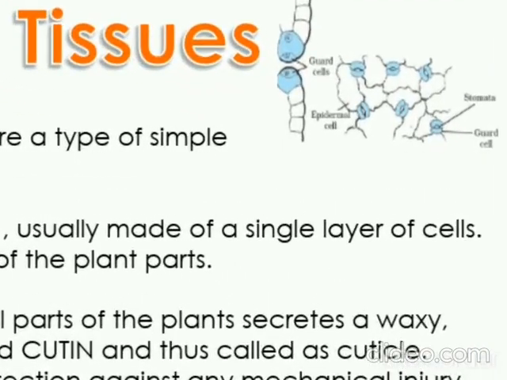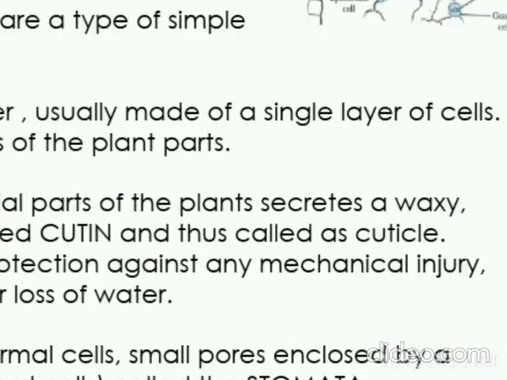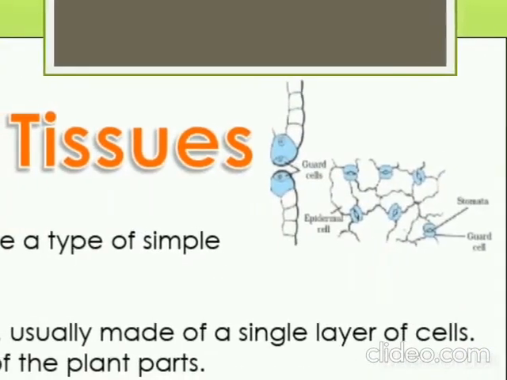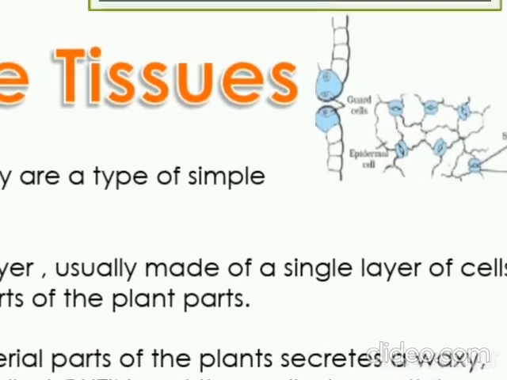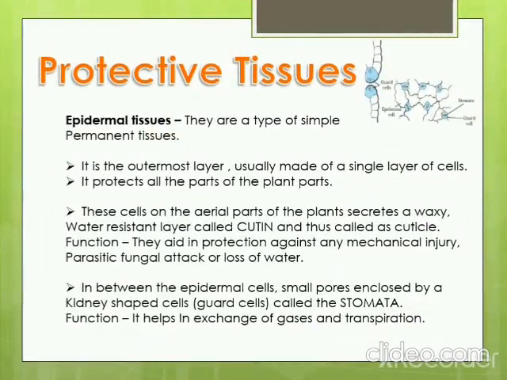Can you see the epidermal cells? The epidermal cells are quite arranged. The stomatal cells are arranged in between the epidermal tissues. So what are stomata? Stomata is a small pore which is covered by a kidney-shaped cell called guard cell. What is the function of the stomata? The function is exchange of gases and respiration.